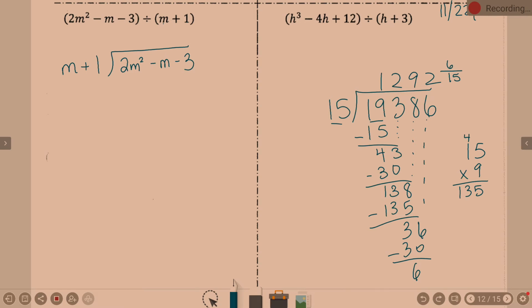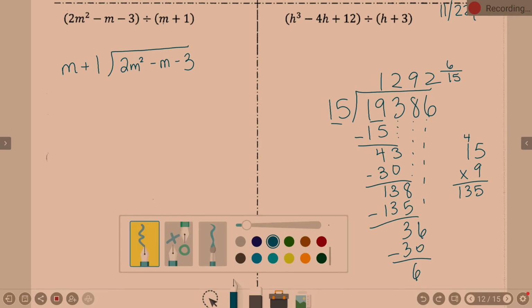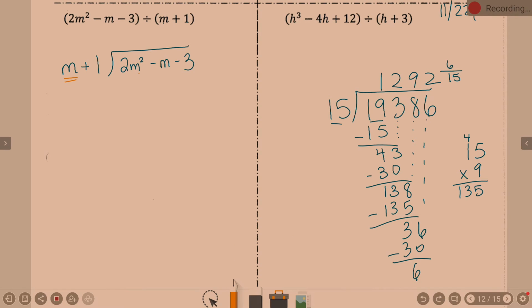Okay? So what we really instead have to ask is just look at the first term here. If I only look at the first term, which is an m and a 2m squared, if we ask ourselves, okay, how many times does m go into 2m squared? Or, what I like to try and get you to think is m times what is 2m squared? That's what I need you to start thinking. M times what is 2m squared? 2m?